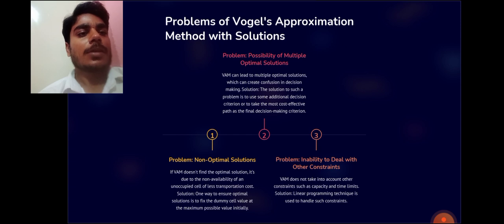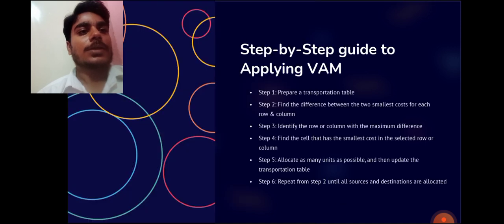After the non-optimal solution, we are going to discuss the third problem and solution. The problem is the inability to deal with other constraints. VAM does not take into account other constraints such as capacity and time limits. The main solution is linear programming, and its techniques are useful to handle such problems.